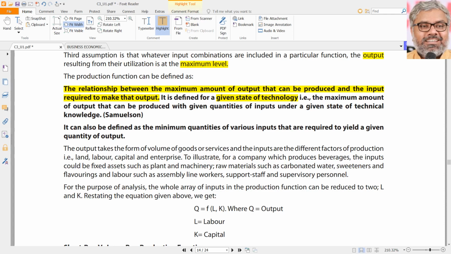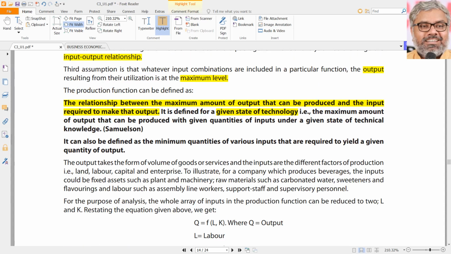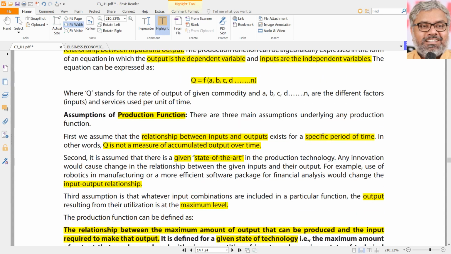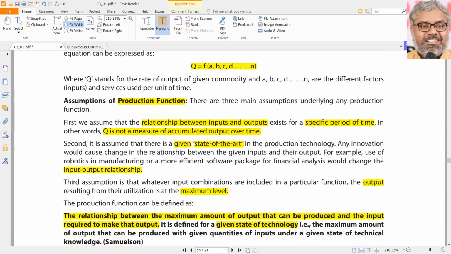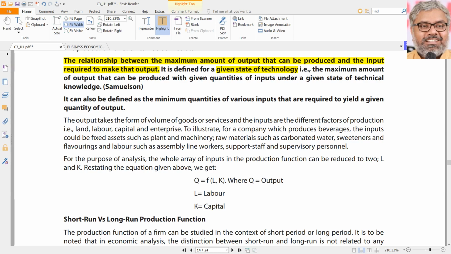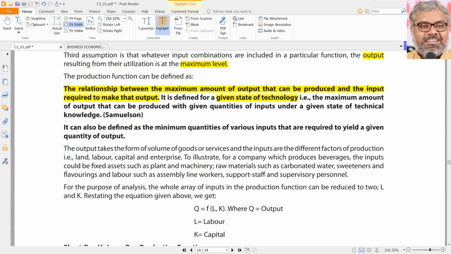So simply speaking, the maximum amount of output that can be produced with the given quantities of inputs under a given state of technical knowledge is what is called the production function, or the output which is expressed as a relationship or a combination of various inputs. So that is the definition of production function, we can say, or the formula for production, or equation for production, we can call it.